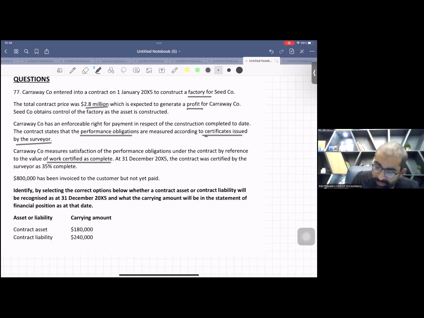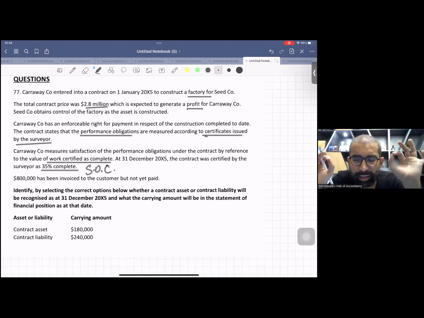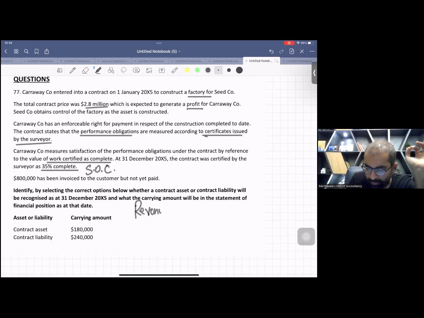At 31st December X5, the contract was certified by the surveyor as 35%. The stage of completion is given. Now, you book revenues and cost according to stage of completion. But for this SOFP working, you only need revenue recognized to date. So let's calculate revenue recognized to date.